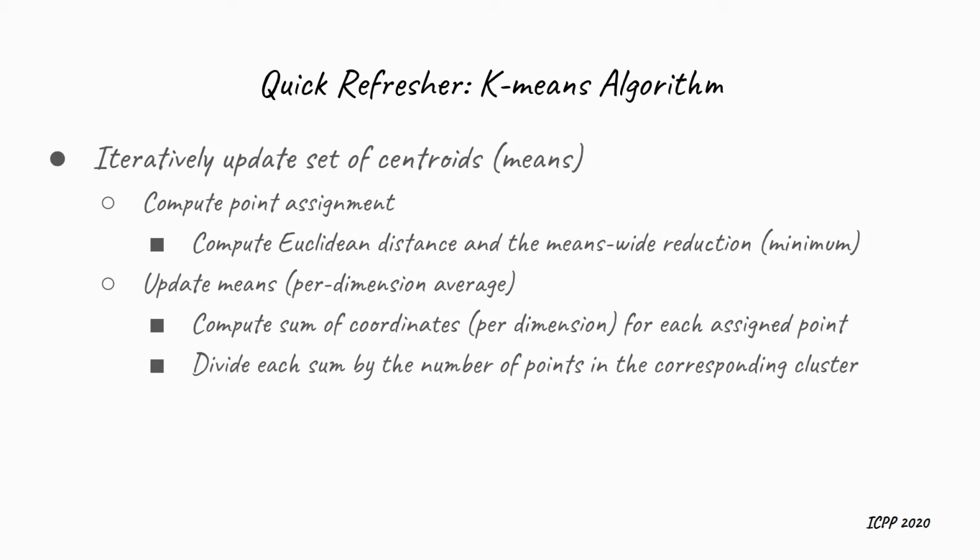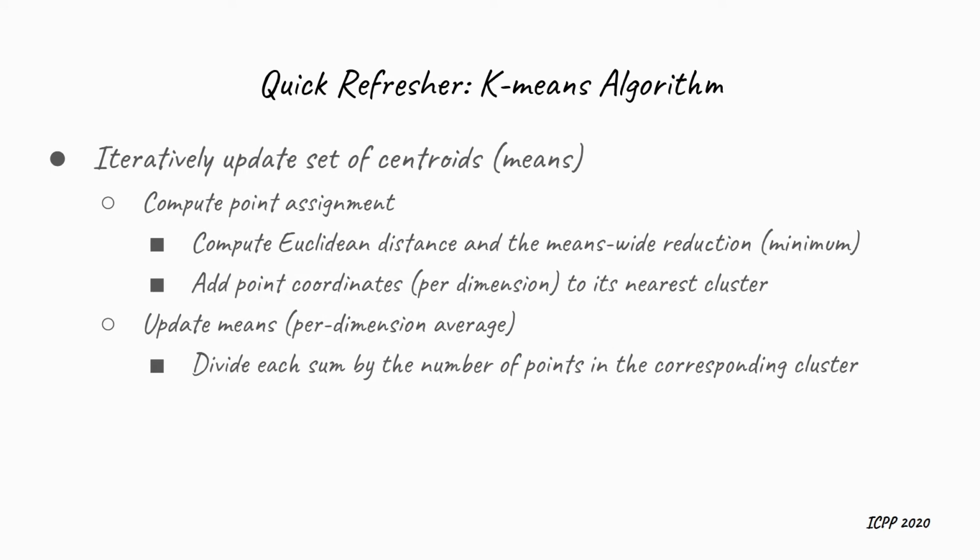The algorithm may be optimized in several ways. The first optimization was already suggested in the previous slide. We can fuse the computation of Euclidean distance and the means-wide reduction into one step. Another possible optimization is to compute the sum of coordinates inside the assignment step. Although this optimization does not reduce the amount of work, it actually can improve the data flow since each data point needs to be loaded only once.